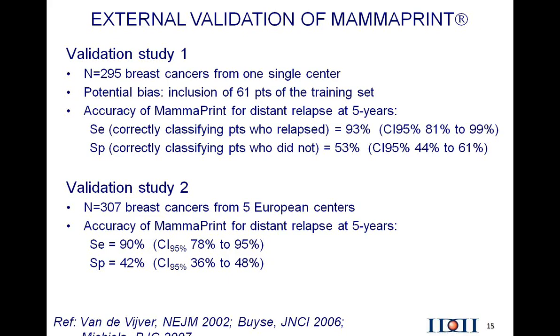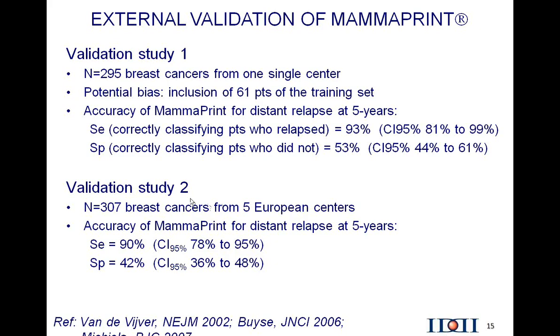The first validation study was performed in Amsterdam on 295 breast cancers from that center, and this was criticized because the validation series included 61 patients who had also been included in the training set. Be that as it may, the accuracy of the signature was found to be 93% sensitivity and 53% specificity. This was a good result, but it had to be validated from an outside source.